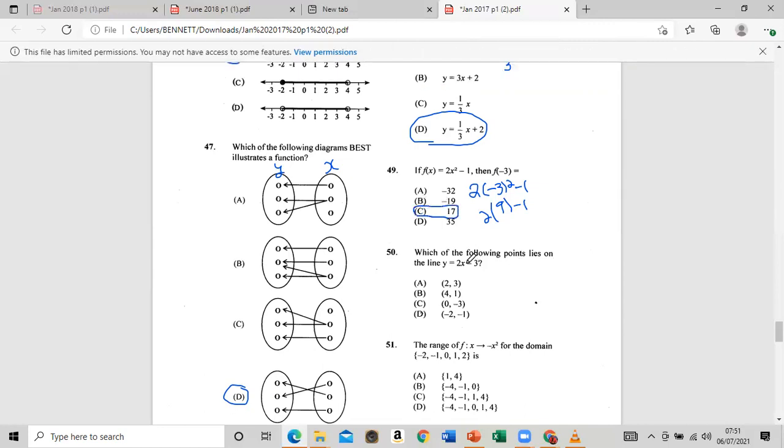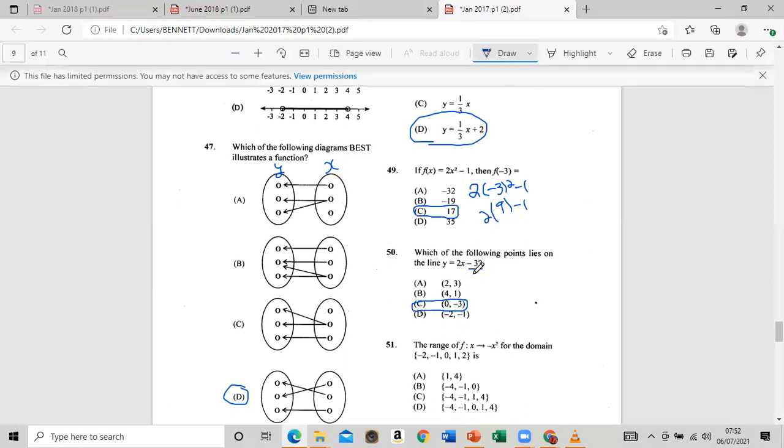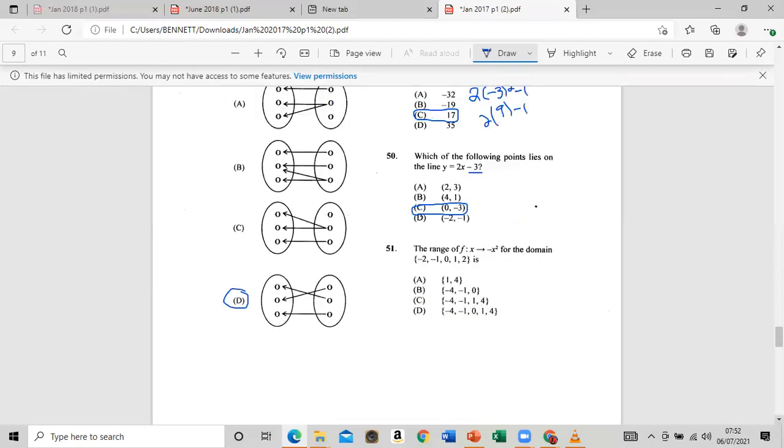Alright, so which of the following points lies on the line y equals that, right? So it has to be the y-intercept. So which is this. No long talking, guys. We don't know the other points, alright? But we know this. This is 0, -3. So this is where it cuts the y-axis. And we know that on the line x equals 0.